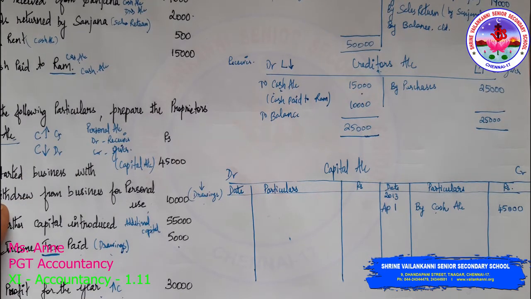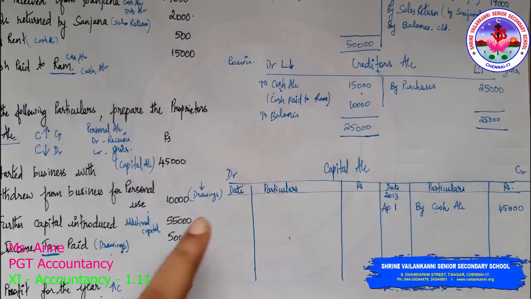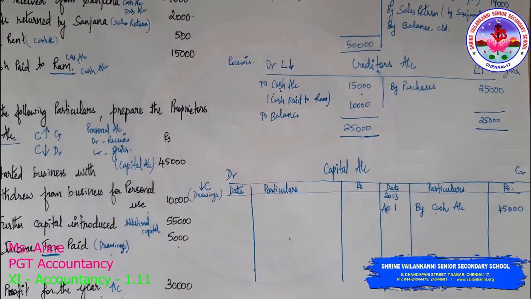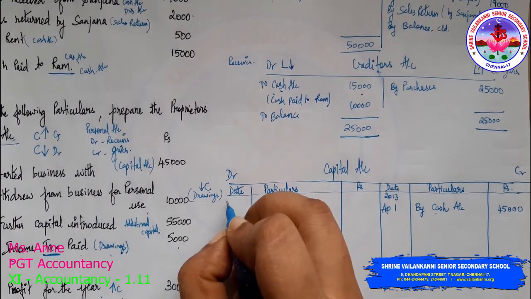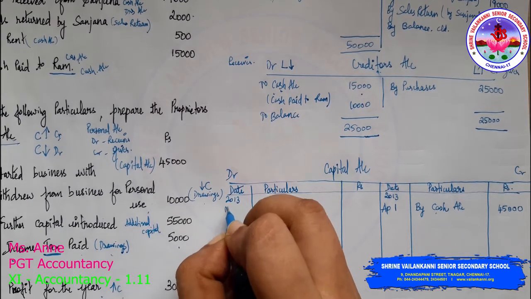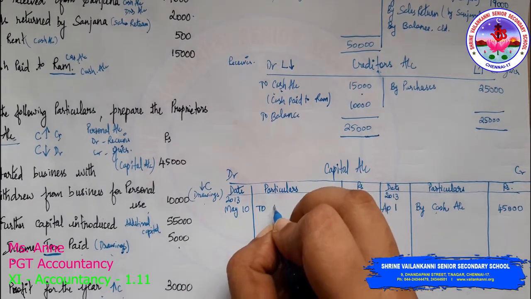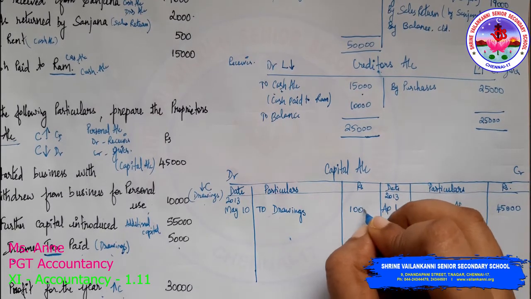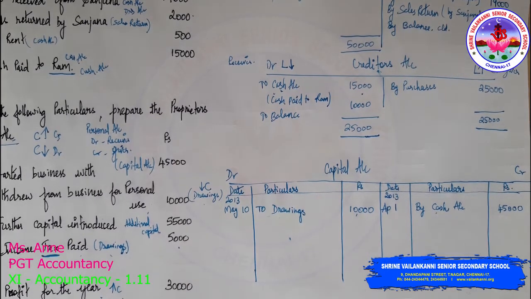The second transaction, withdrew from business for personal use. Obviously it is a debit because there is a reduction in the capital. Drawings always reduce the capital. If capital decreases, it should be debited. So I am writing it here, 2013 May 10, to drawings 10,000.